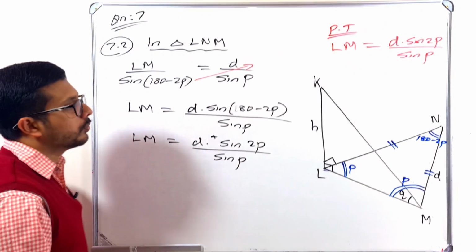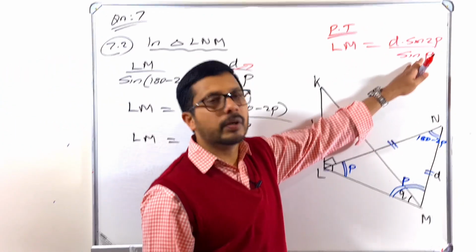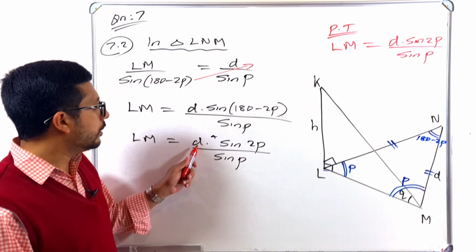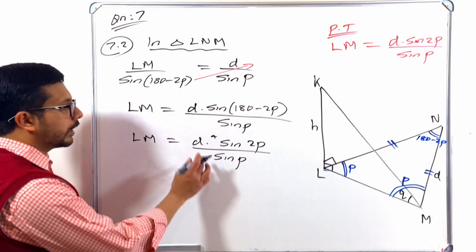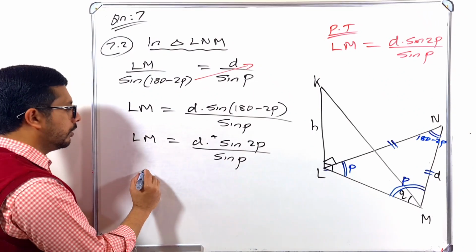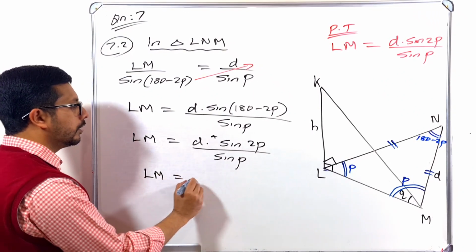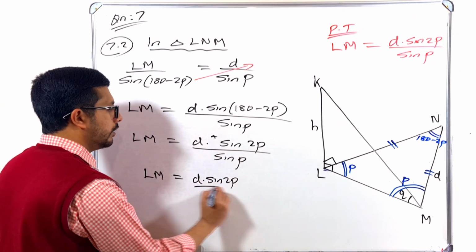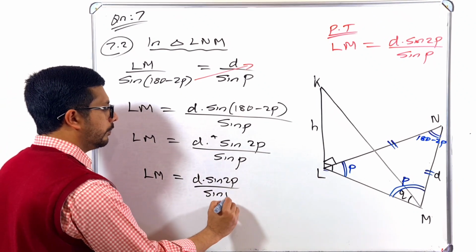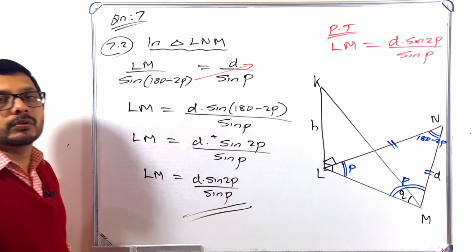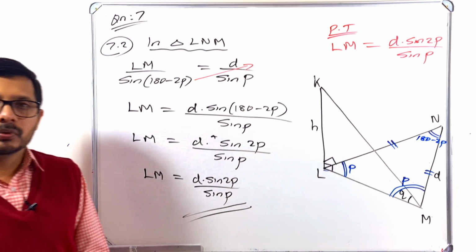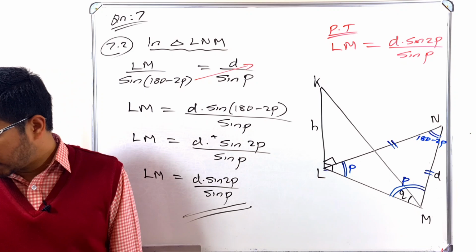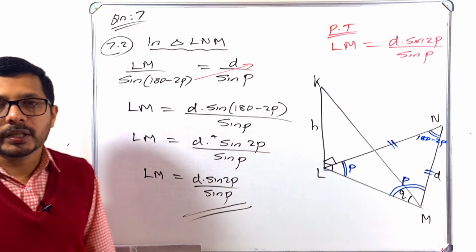But what we want to prove? That is what we want to prove. This is positive, so let me write it once more. LM is equal to d into sine 2p divided by sine p. So that is question number 7.2. Okay, now let's go to the next question, question number 7.3.